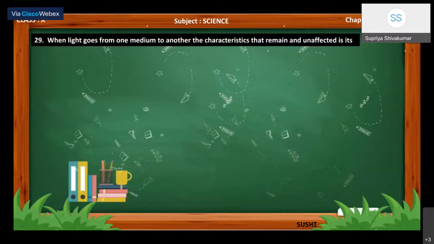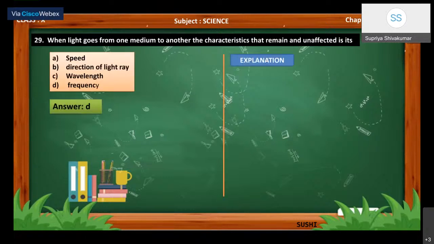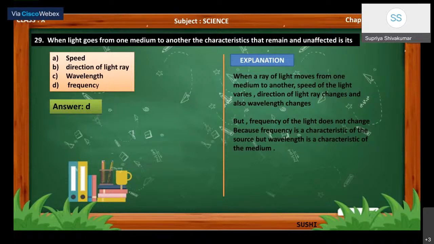Moving further, 29th. When light goes from one medium to another, the characteristic that remains unaffected is? Frequency. So the answer is option D. Frequency remains constant. It will not change, but the velocity and the wavelength will change.